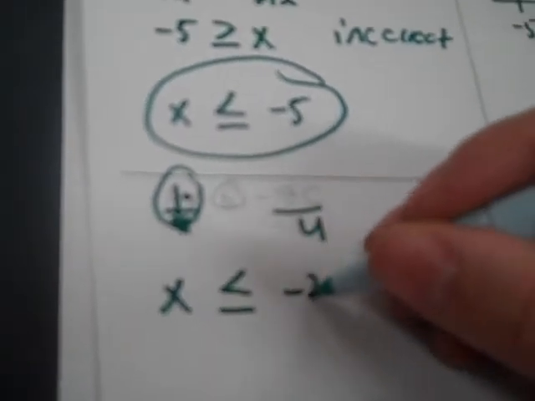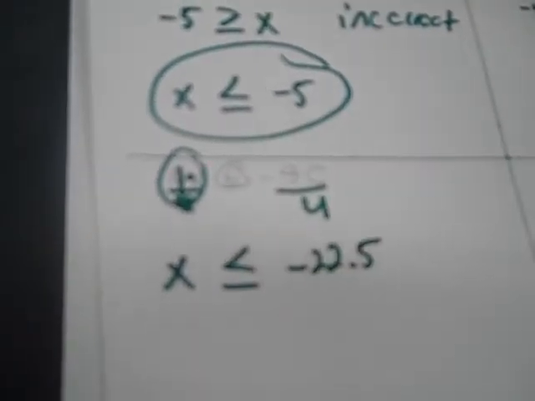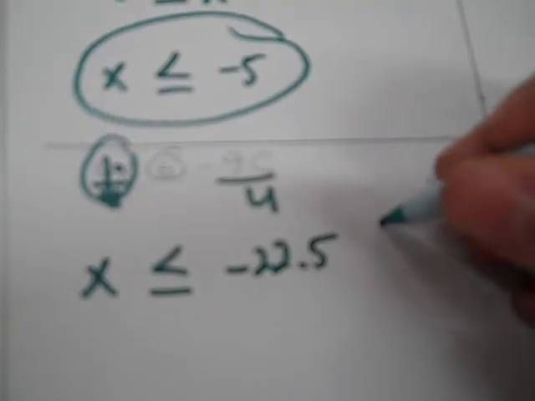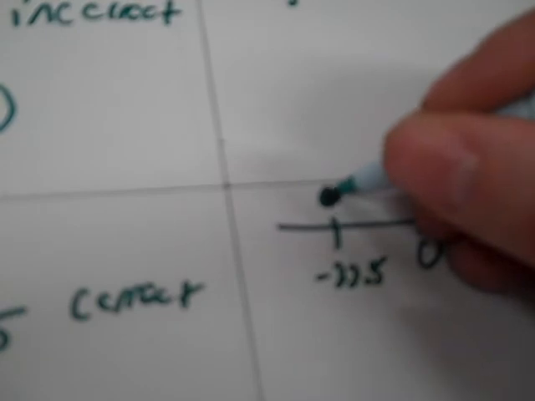Negative 90 divided by 4. I got a decimal. That's okay. Negative 22.5. Okay? That's the correct order. So negative 22.5, circle it, bars there, fill it in, and it goes the direction of the nose, okay?